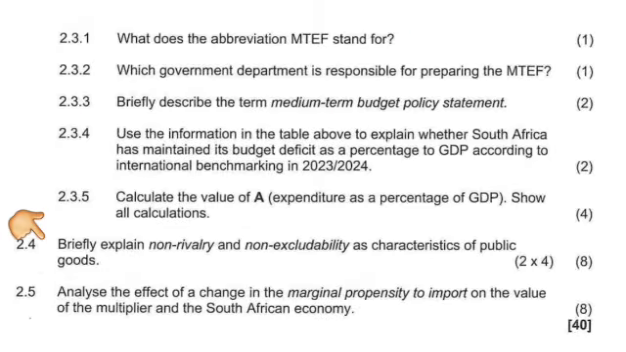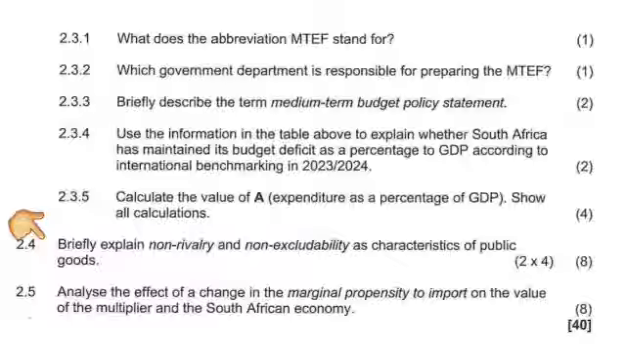Then we move on to 2.4. In 2.4, it says briefly explain the non-rivalry and the non-excludability as characteristics of public goods. When we are talking about public goods, we are talking about goods that are provided by the government. So anything that comes from the government.